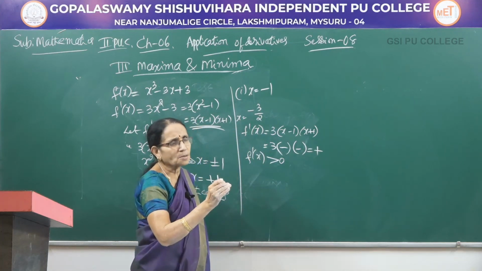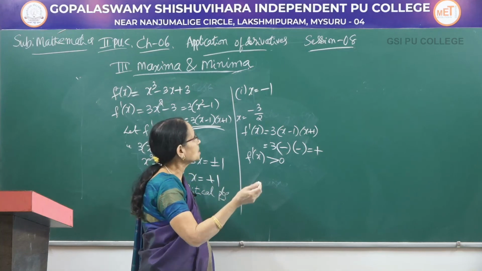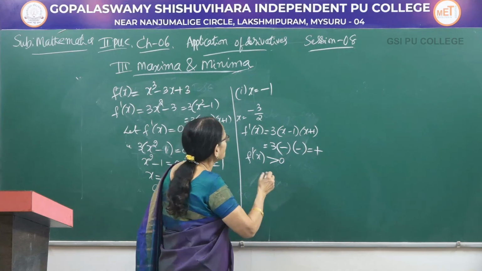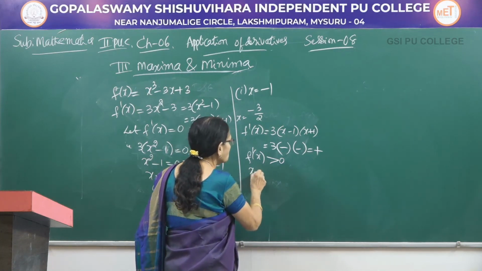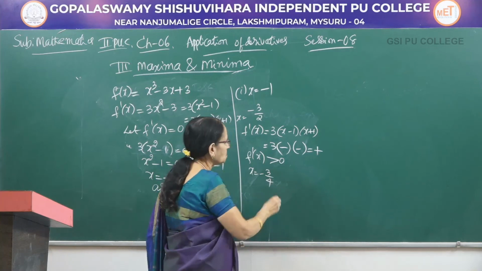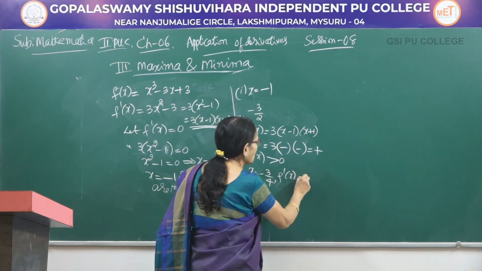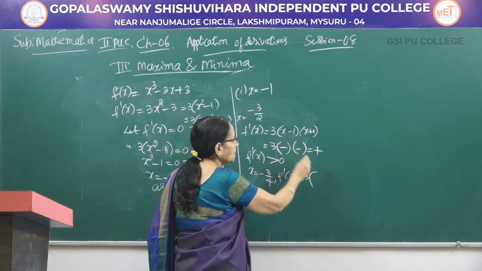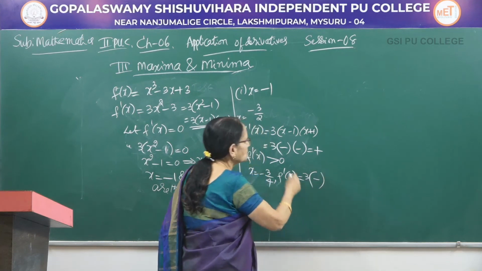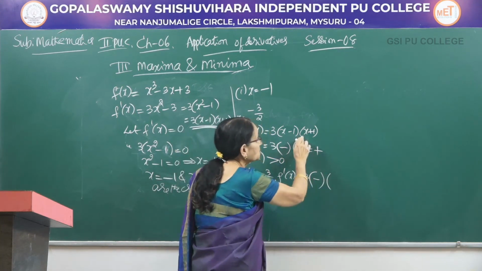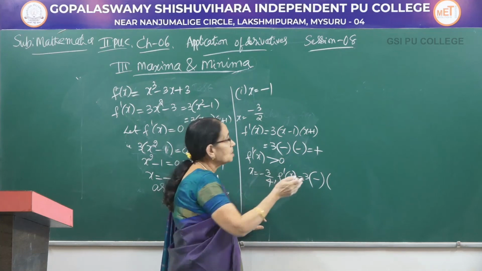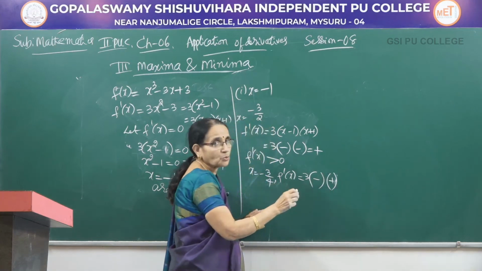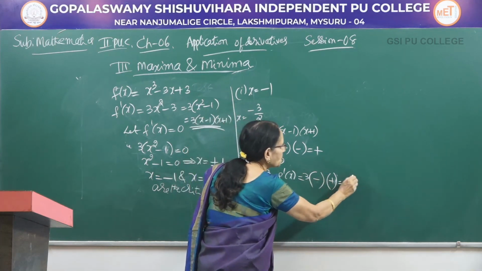You take a point slightly nearer to minus 1 to the right. Let me take minus 3 by 4, that is when x is equal to minus 3 by 4. Let me see what happens to f dash x here. F dash x means 3 into (minus 3 by 4 minus 1), which is negative, and (minus 3 by 4 plus 1), which is positive, 1 by 4. So minus into plus becomes minus.